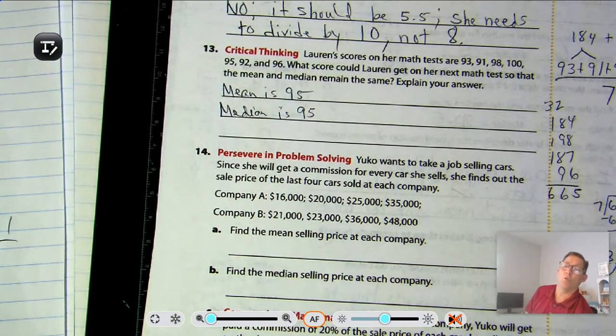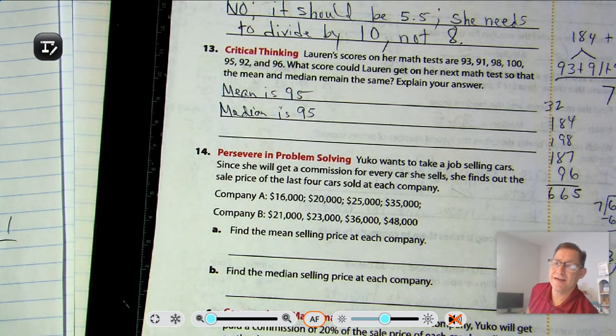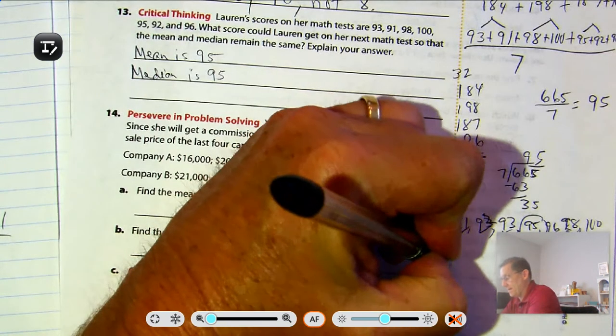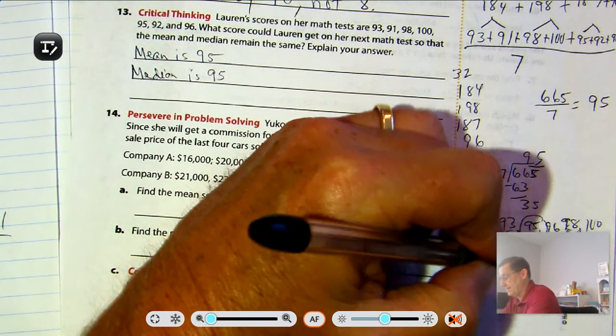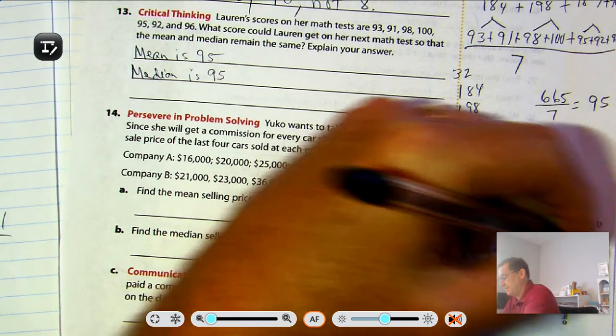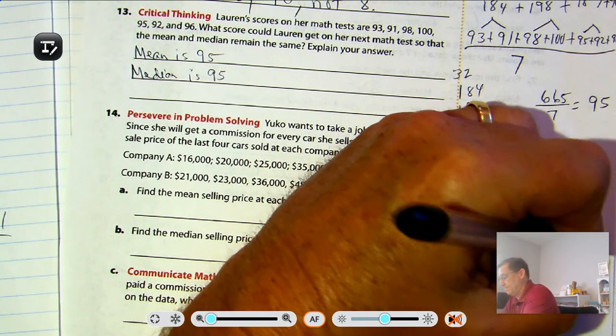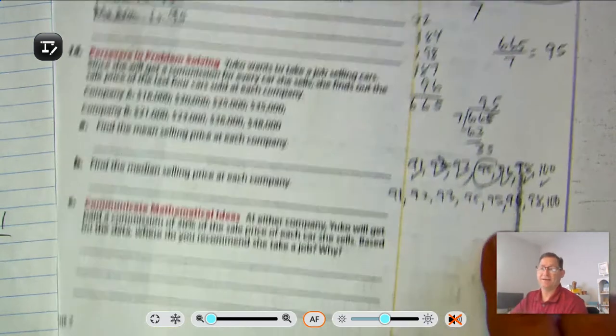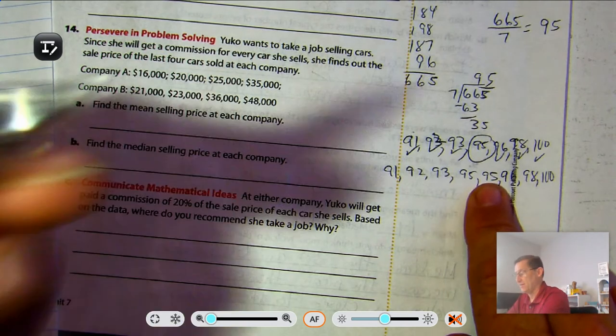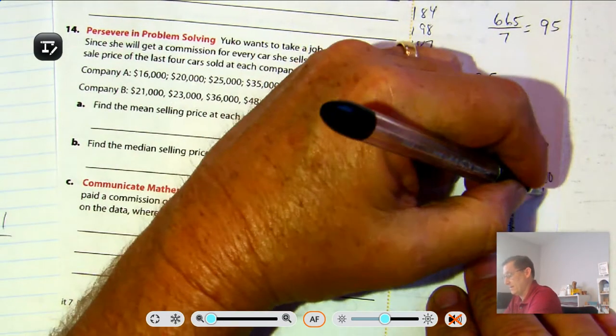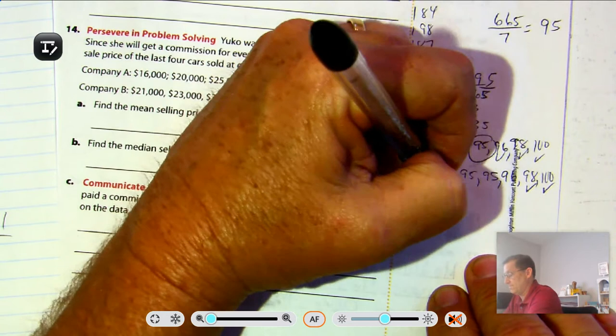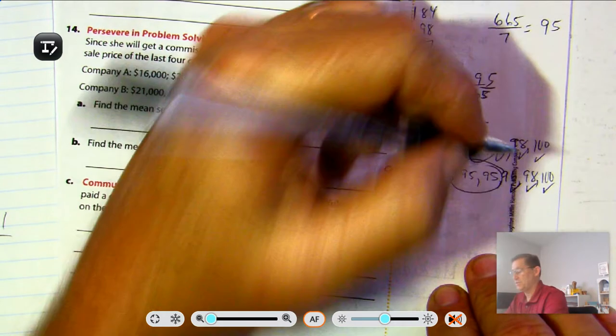Okay, so what score could Lauren get on her next math test so that the mean and median remain the same? Well, if the average is 95, and we added another 95 to the data set, right? So if she gets another 95 on this next test, and we work our way towards the middle, she'd have 2 95s in the middle. So she needs to get a 95.